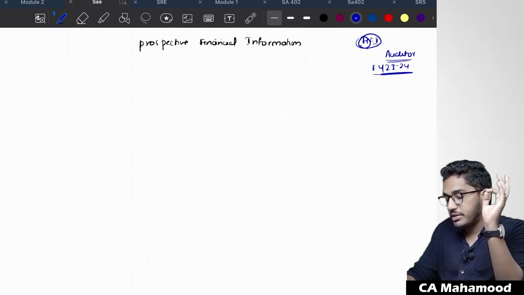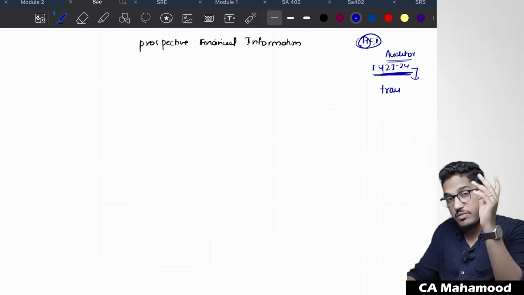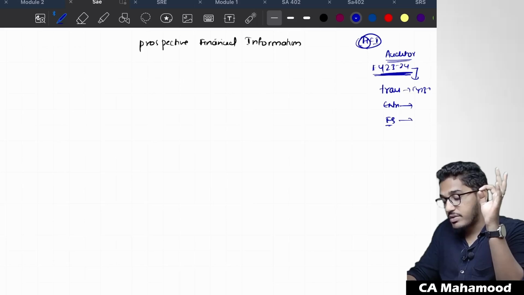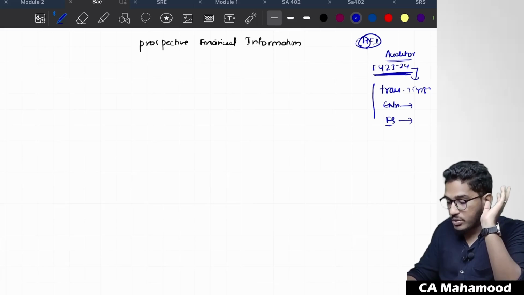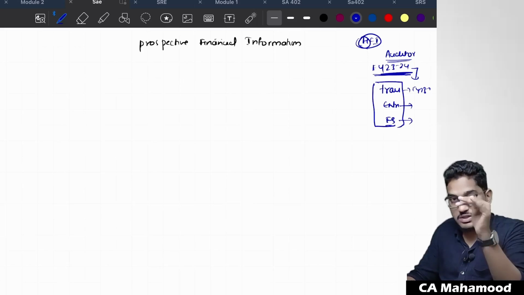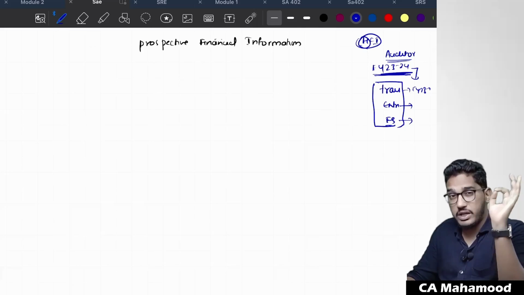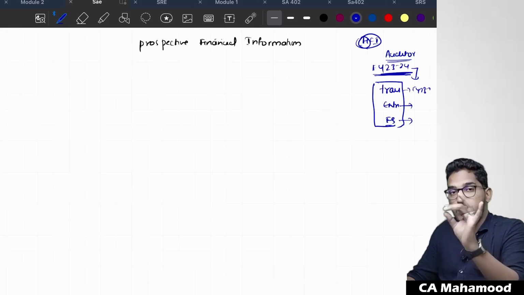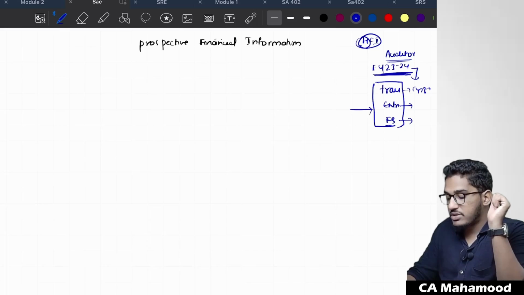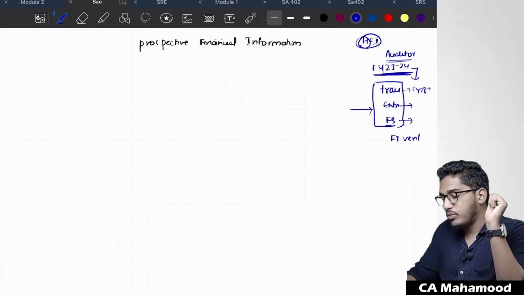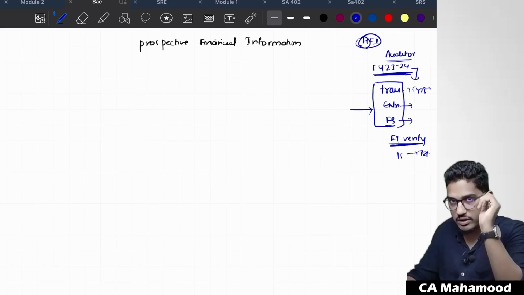If I have been appointed as auditor for the financial year 23-24, whatever transactions have already taken place for the financial year 23-24, whatever entries are already recorded in the books of accounts, whatever financial statements are already prepared by the management. So this is past data. This is not something which is about to happen. This is something which has already taken place. Those financial information I am going to verify, and on that I am going to express my opinion whether these financial statements give a true and fair view or not. That's what I do in the audit, right?